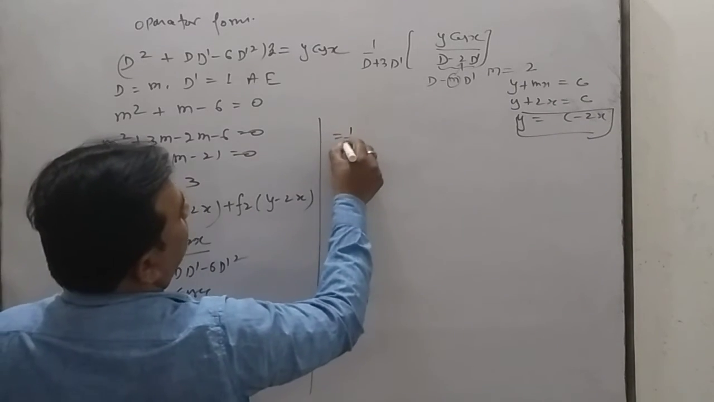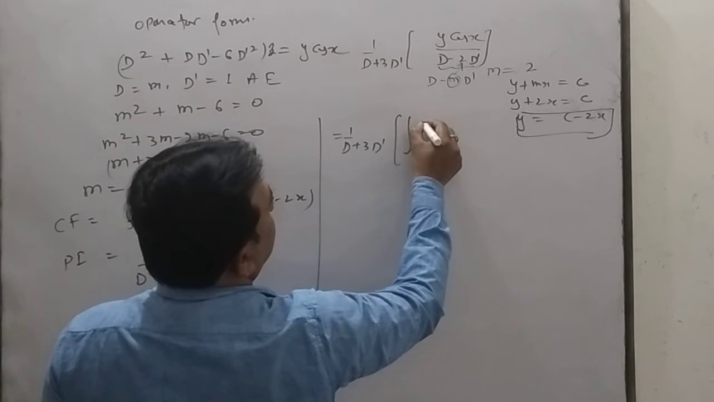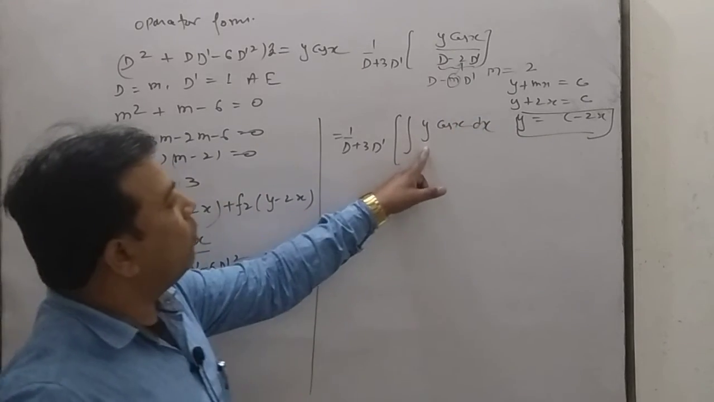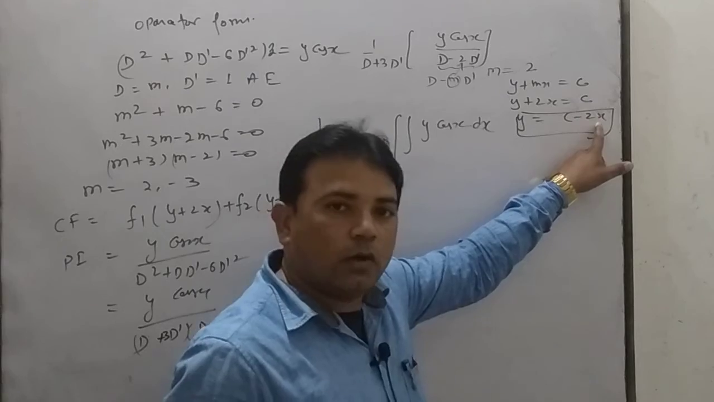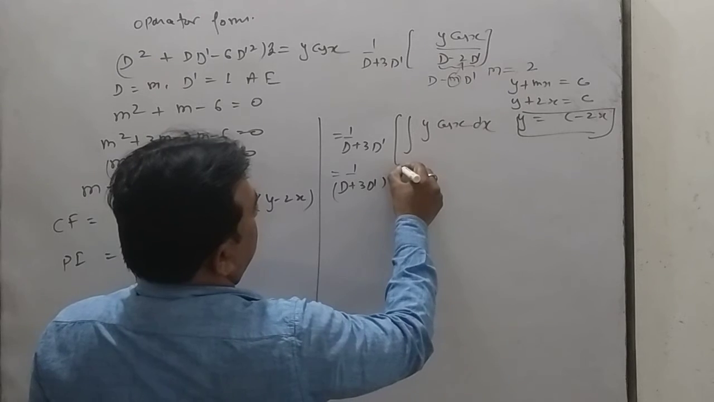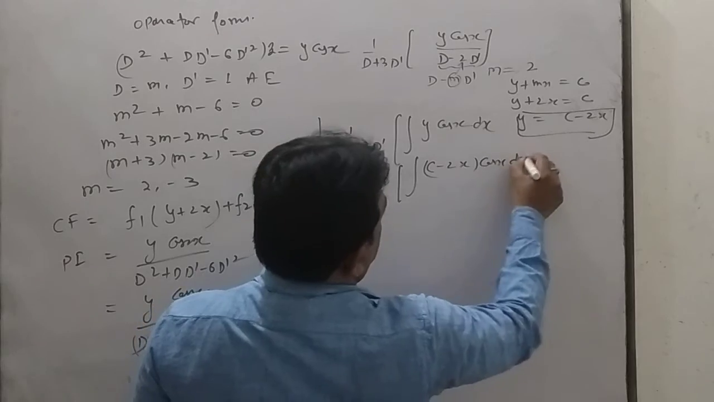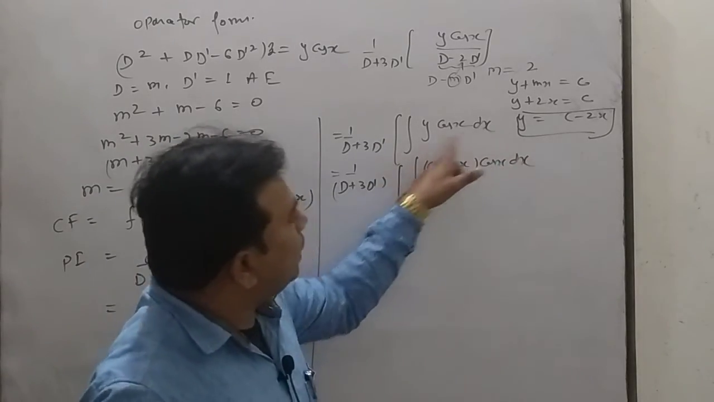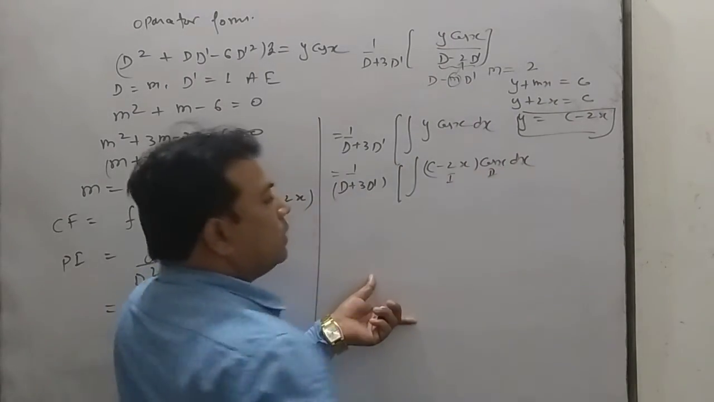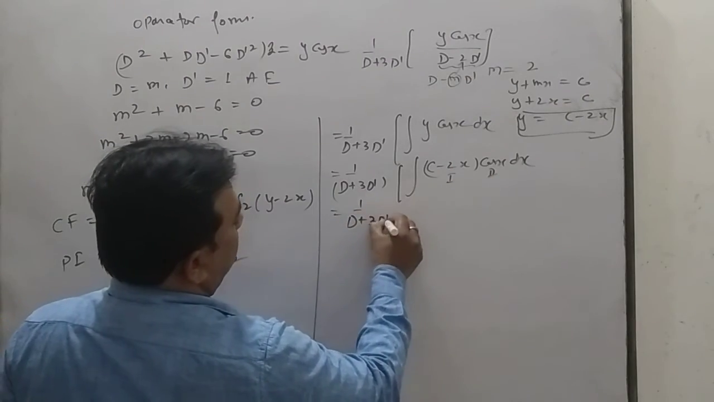So 1 upon (D plus 3D dash) of the integration of y cos x dx. We change the value of y in the form of c minus 2x. So 1 upon (D plus 3D dash) of the integration of (c minus 2x) cos x dx. We are changing y in the form of x, so we are integrating this function. This is the first function and this is the second function.